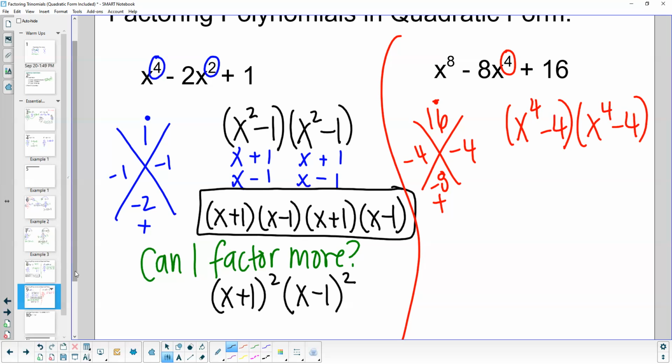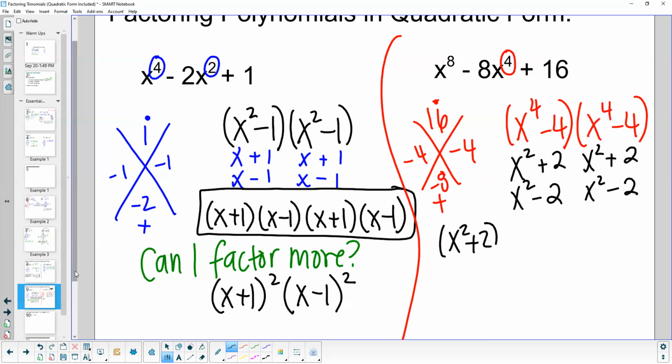Well, is it a difference of squares or a difference of cubes? Well, this one is a difference of squares. How do I get x to the 4th? Well, I can do x squared and x squared. And how do I get a 4? I can do a 2 and a 2. So I've got an x squared again, a 2 and a 2. These are going to be opposite signs. So we end up getting (x squared + 2)(x squared - 2)(x squared + 2)(x squared - 2).